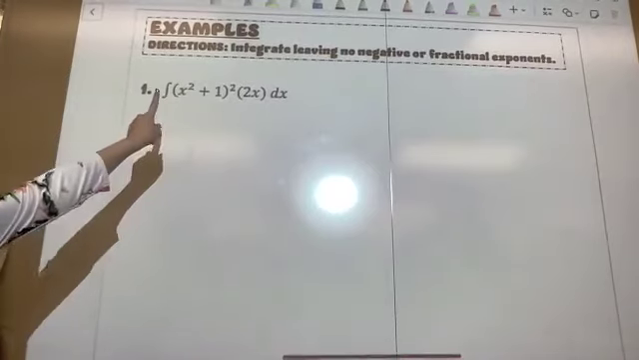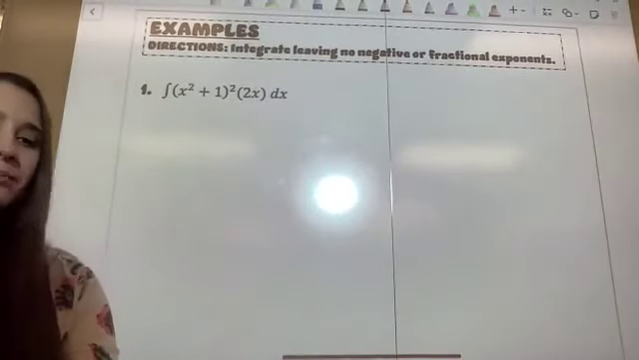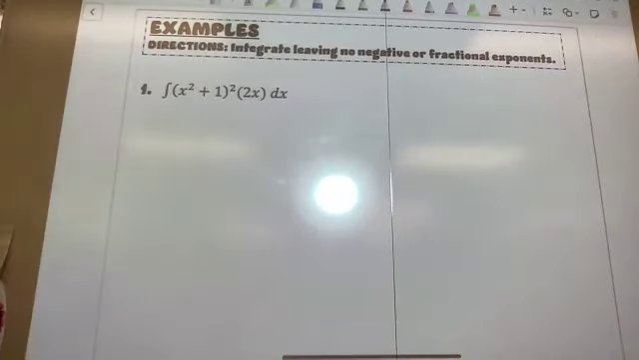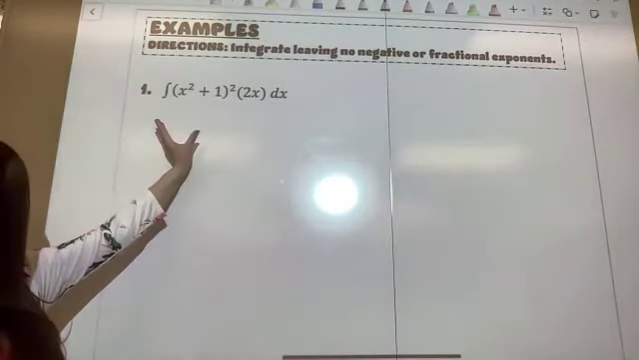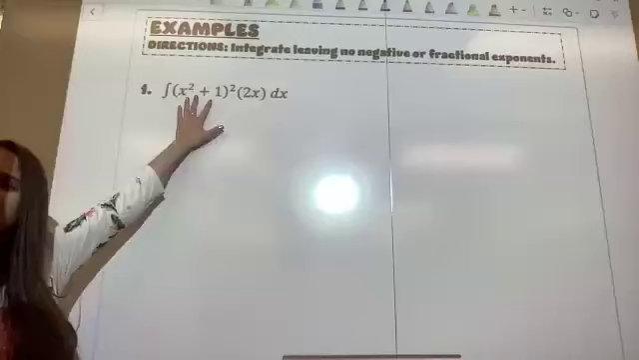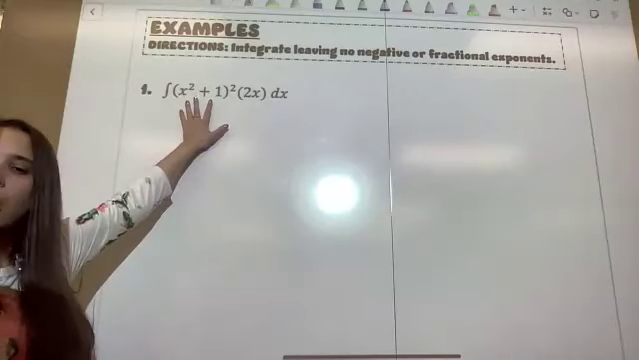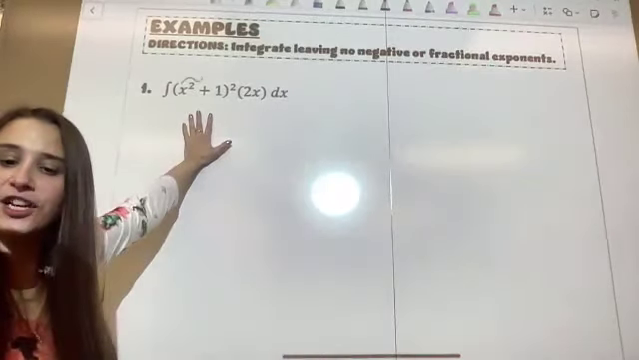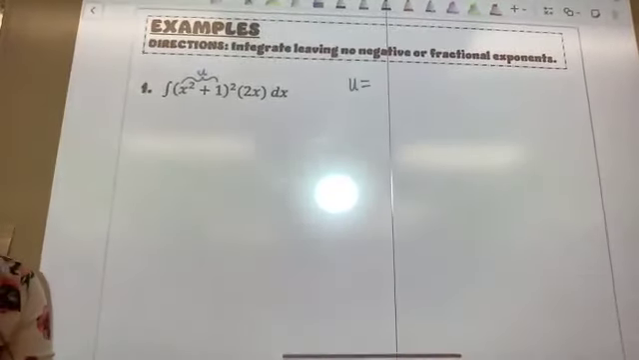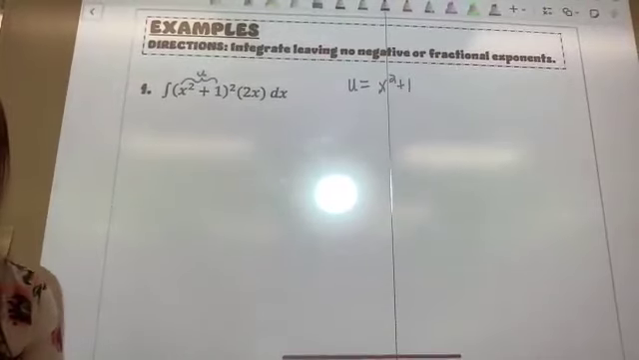Okay, here we go. So looking at this, here's my tip. If there is a quantity, that's going to be the u. Can you take a guess what I'm going to call u in this problem? It's going to be x squared plus 1. Do you see that's the quantity raised to a power? So this is going to be u. To the right, we're going to write u is going to equal x squared plus 1.